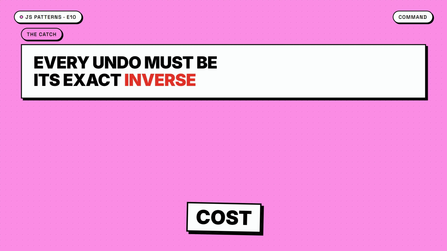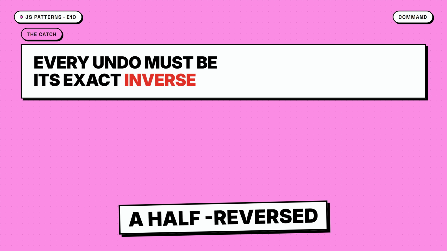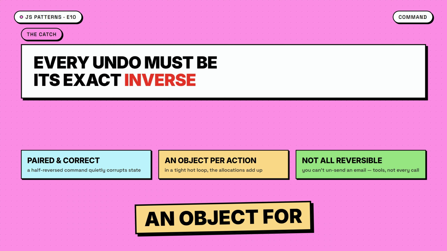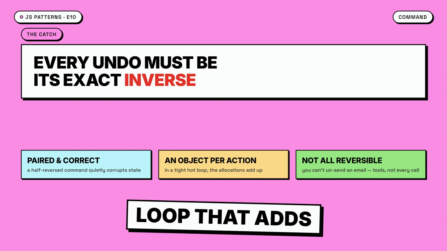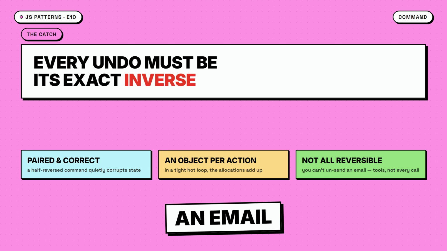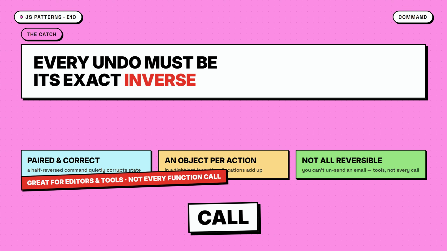But there's a cost. Every command needs a paired, correct undo, and that is exactly where the bugs live. A half-reversed command quietly corrupts your state. You're also allocating an object for every action. In a tight hot loop, that adds up. And not everything is reversible. You can't unsend an email. Command shines for editors and tools, not every function call.